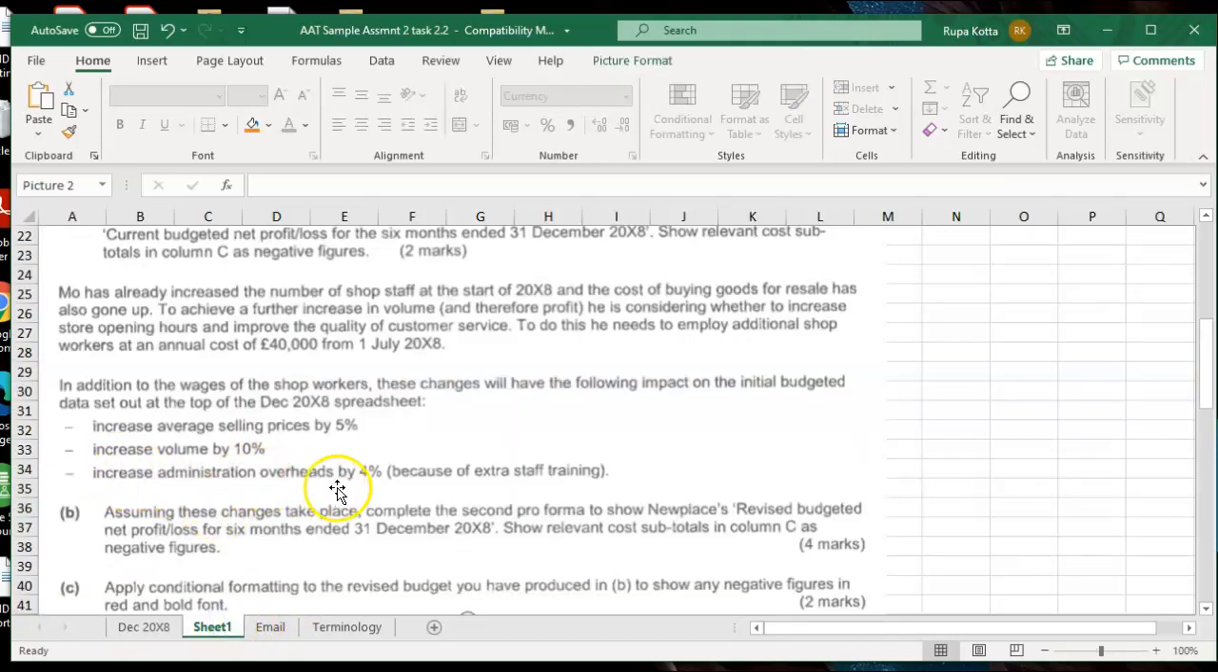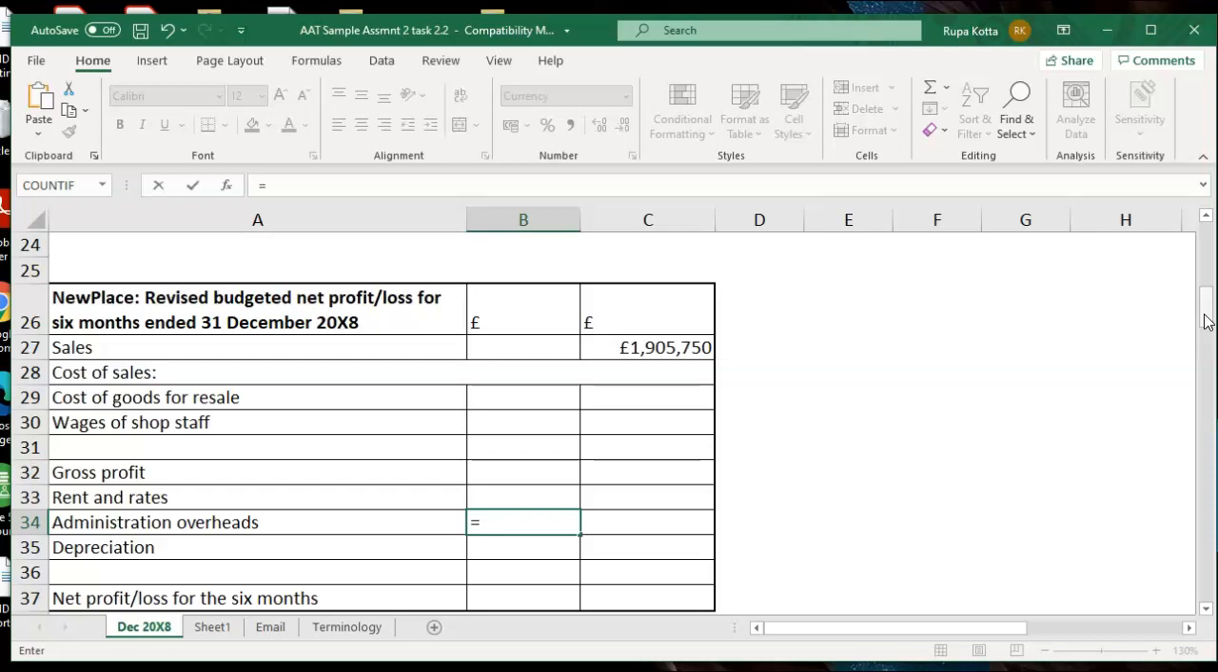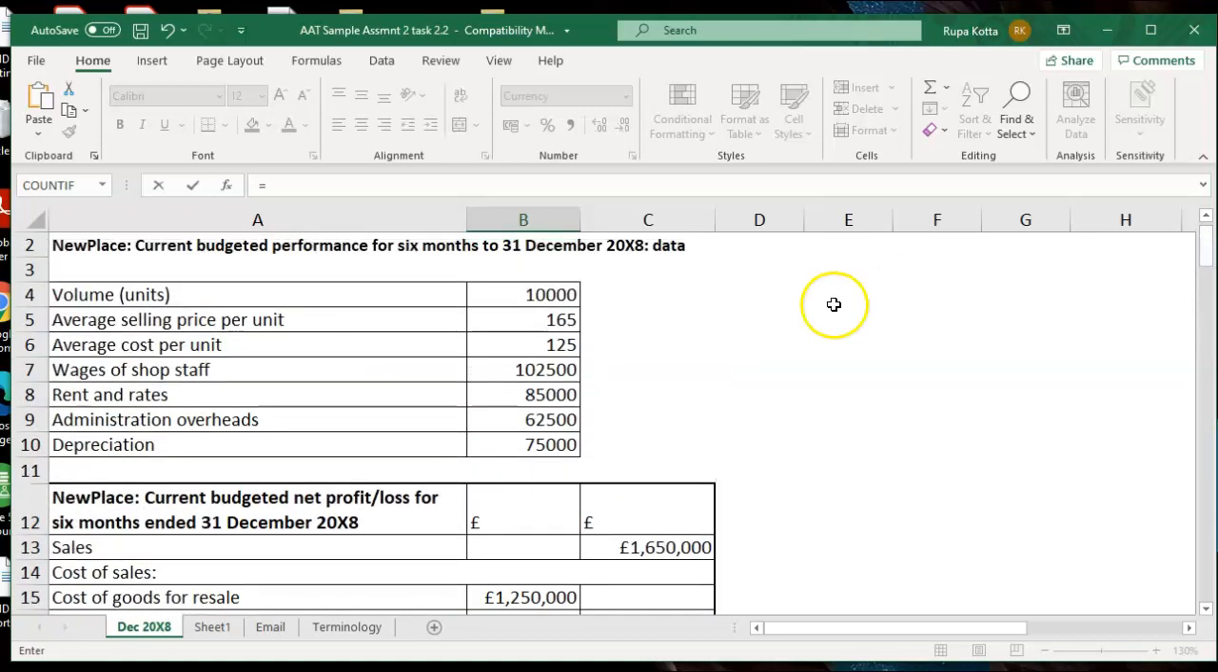Increase administration overhead by 4%. Administration overhead is changing by 4%. So administration overhead previously, take that figure and increase this by 4%.